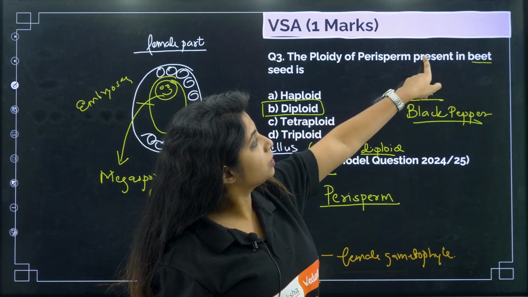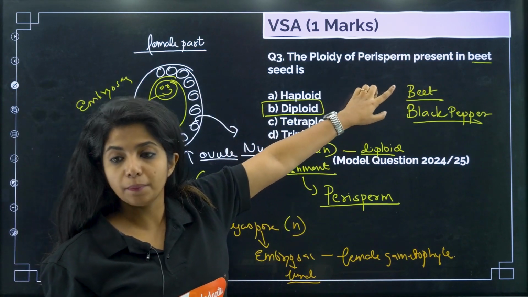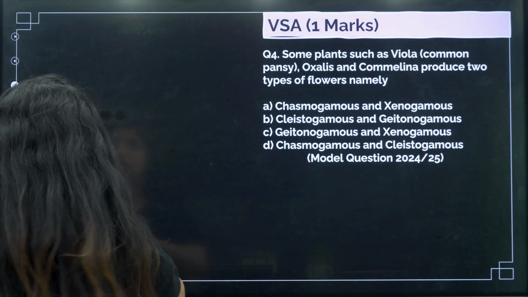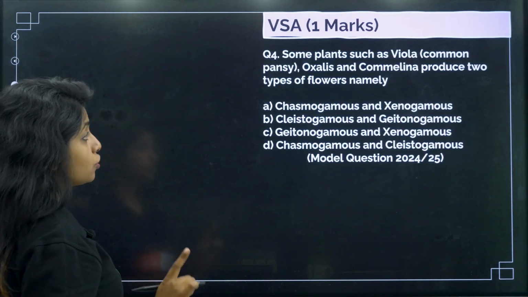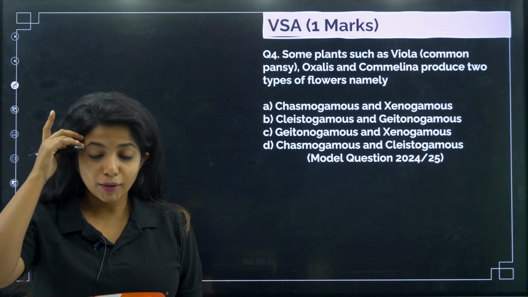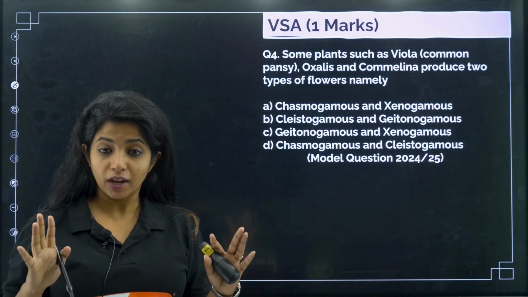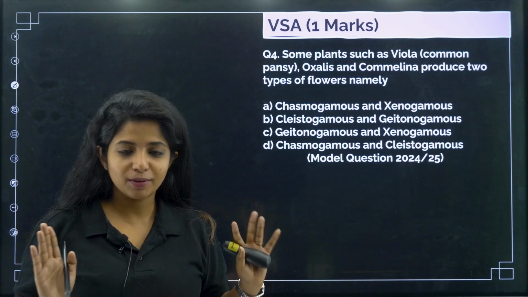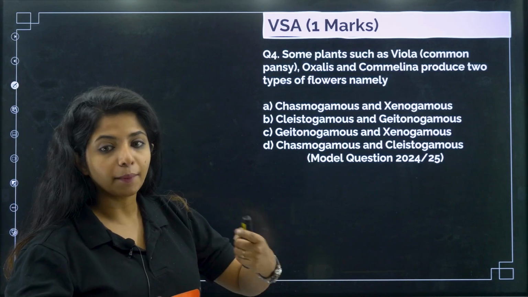So this will be diploid, my children. Please remember, it is persistent. This perisperm is found in beet and black pepper only. I might be taking a lot of time, but I am explaining certain things which are very much important. I hope you are using it. If you think that I am wasting too much of your time, please do let me know. I just want to clear your concepts because this will be useful for you in the coming questions.